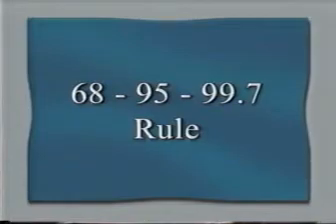Sounds more like a football play, but it's quite significant because it allows us to know, for example, if we know mu, we know sigma, and we have something that's normally distributed, the probability of being within one standard deviation is about 2/3. Quite significant.